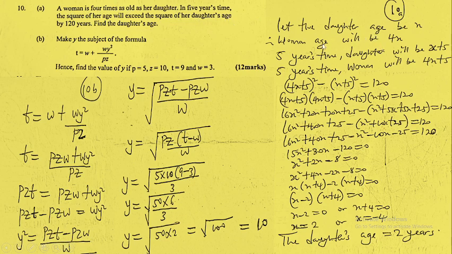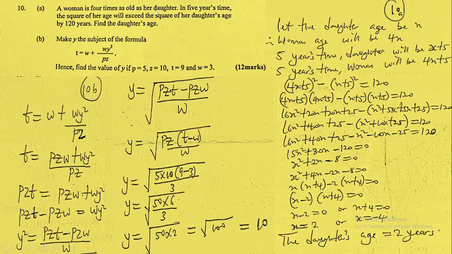In 5 years time, before we read on, what will be the age of the daughter in 5 years time? That's what we need to ask ourselves. If the age of the daughter now is x, then in 5 years time the age of the daughter will be x plus 5, because you need to add 5 to give us the age in 5 years time. So what will be the age of the woman in the next 5 years? That will be 4x plus 5. So we know their ages in the next 5 years.